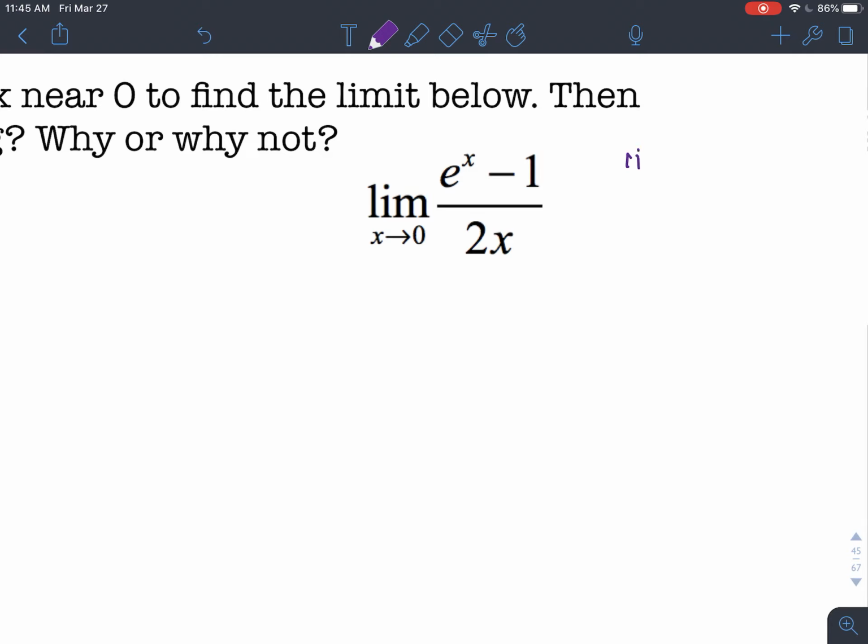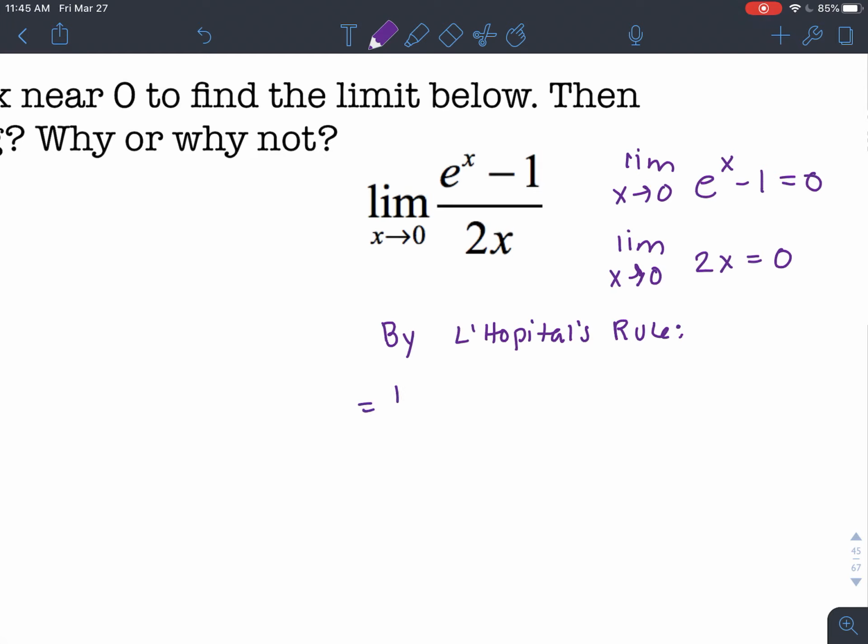Right, so if we were to evaluate this, we could do L'Hopital's rule, right? We can find out this limit initially before we even do this. So, using L'Hopital's, we know that the limit as x approaches 0 of the numerator is 0, the limit as x approaches 0 of the denominator is equal to 0. We get an indeterminate form, so by L'Hopital's rule, we get that this is equal to the limit as x approaches 0 of the derivative of the top, which is e to the x, over the denominator, which is just going to be equal to 1/2.